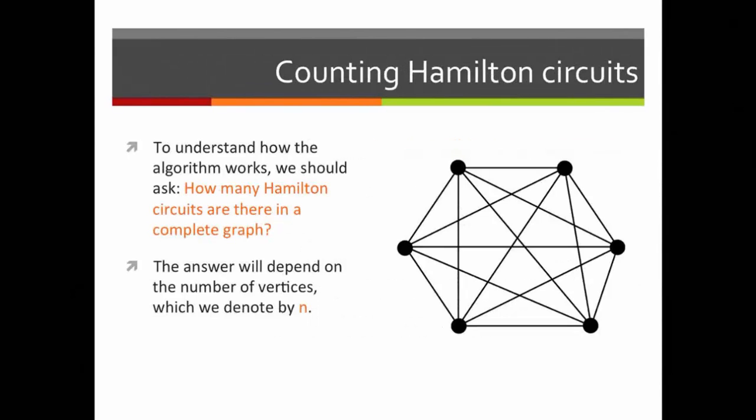So to understand how this algorithm works, we want to ask what's going to happen in step 1. In other words, how many Hamilton circuits are there in a complete graph? Now, of course, the answer will depend on the number of vertices. So let's give that a name. The number of vertices in the graph we'll denote by the letter N. In the example for Ohio State, it's 5. In the example that you're looking at to the right, however, N is equal to 6.